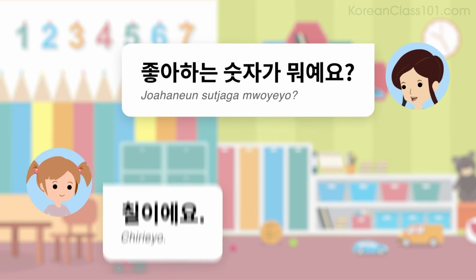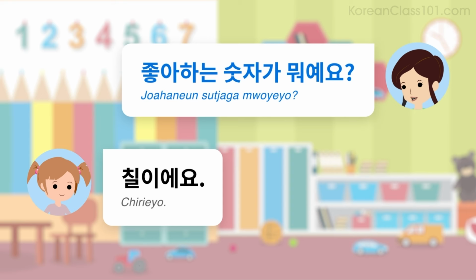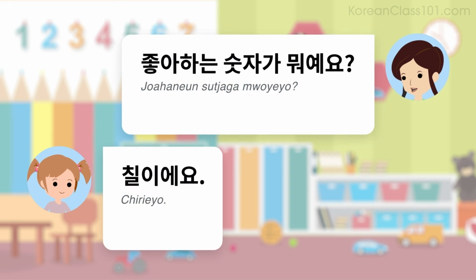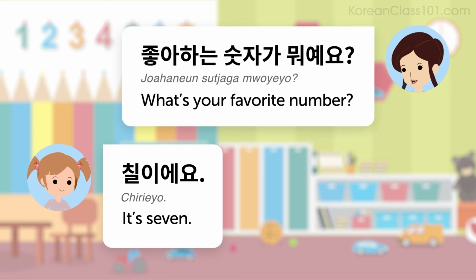Listen to the dialogue. 좋아하는 숫자가 뭐예요? 7이에요. Once more with the English translation. 좋아하는 숫자가 뭐예요? What's your favorite number? 7이에요. It's 7.